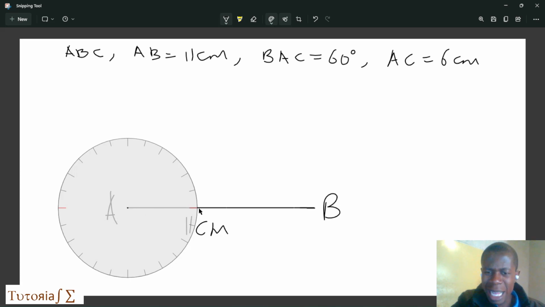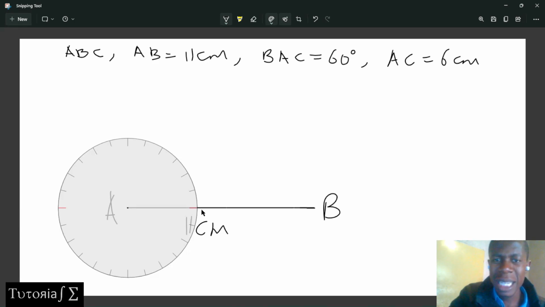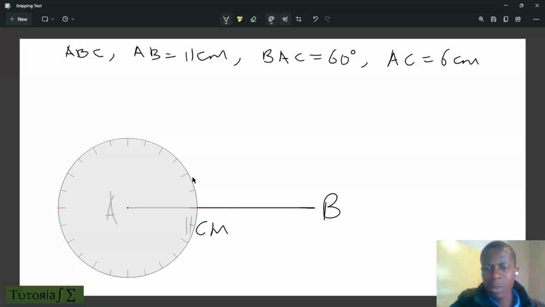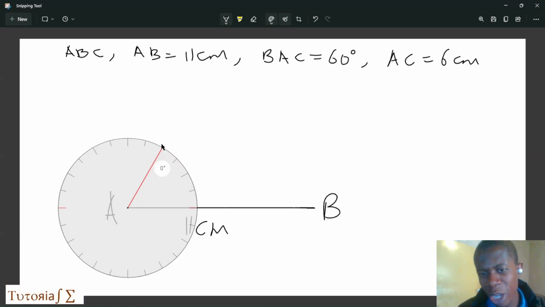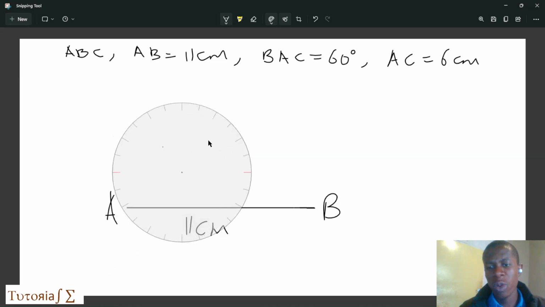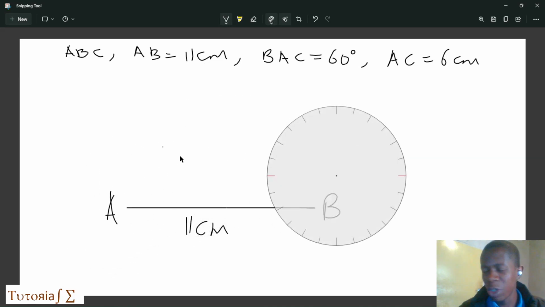Then you also make sure that your zero mark is in a straight line with the line that we are starting from. So we make sure it is in the same line. On my protractor, this is 0, 30, and this is where my 60 is. Where your 60 is, you just put a dot with a pen like that. So that is your 60 degrees. Then you remove your protractor, and you have a dot remaining there.